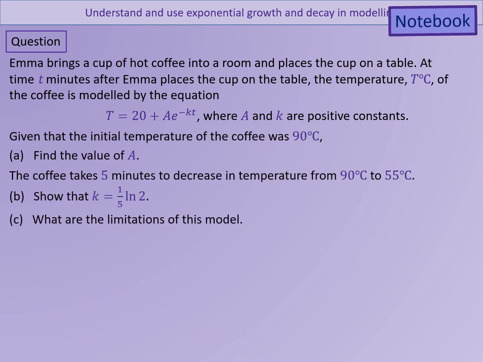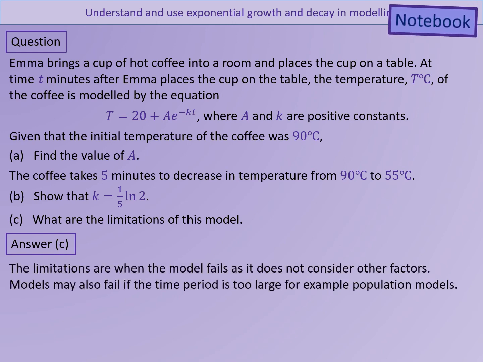So part C asks for the limitations of this model. So it's a nice way of showing how the temperature of the coffee is changing over time. The final part of this question, question C, is talking about the limitations of this model. In other words, how will this model fail in real life? Are there any factors that we haven't taken into consideration when we've developed this equation for temperature over time?